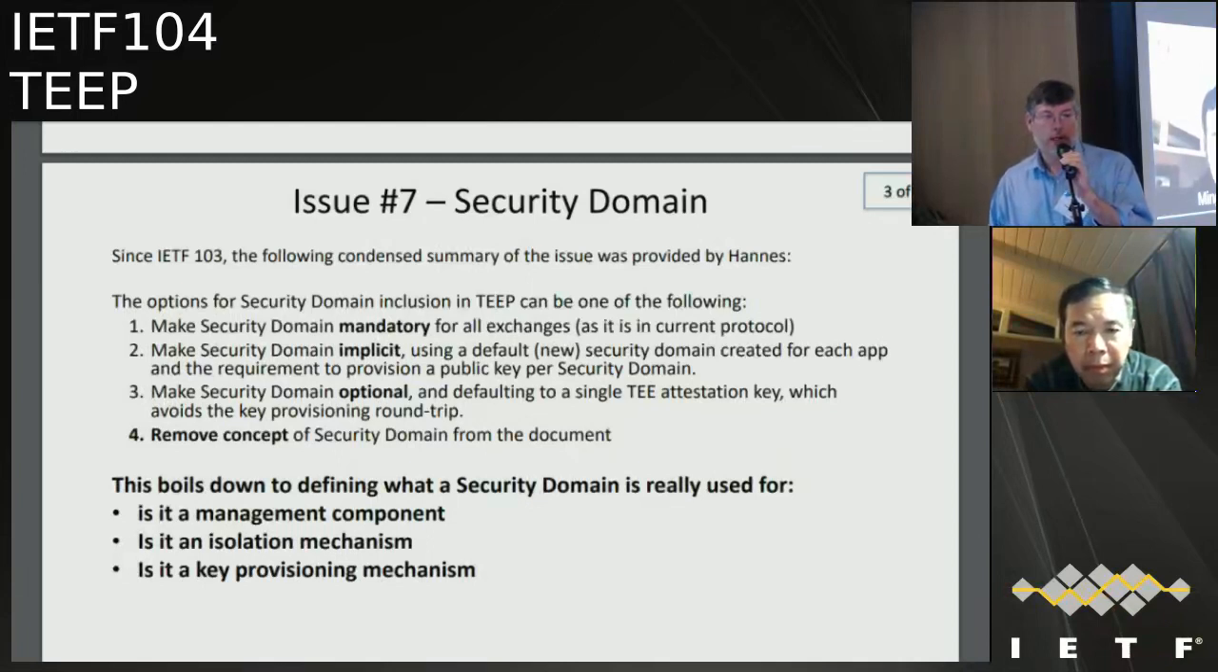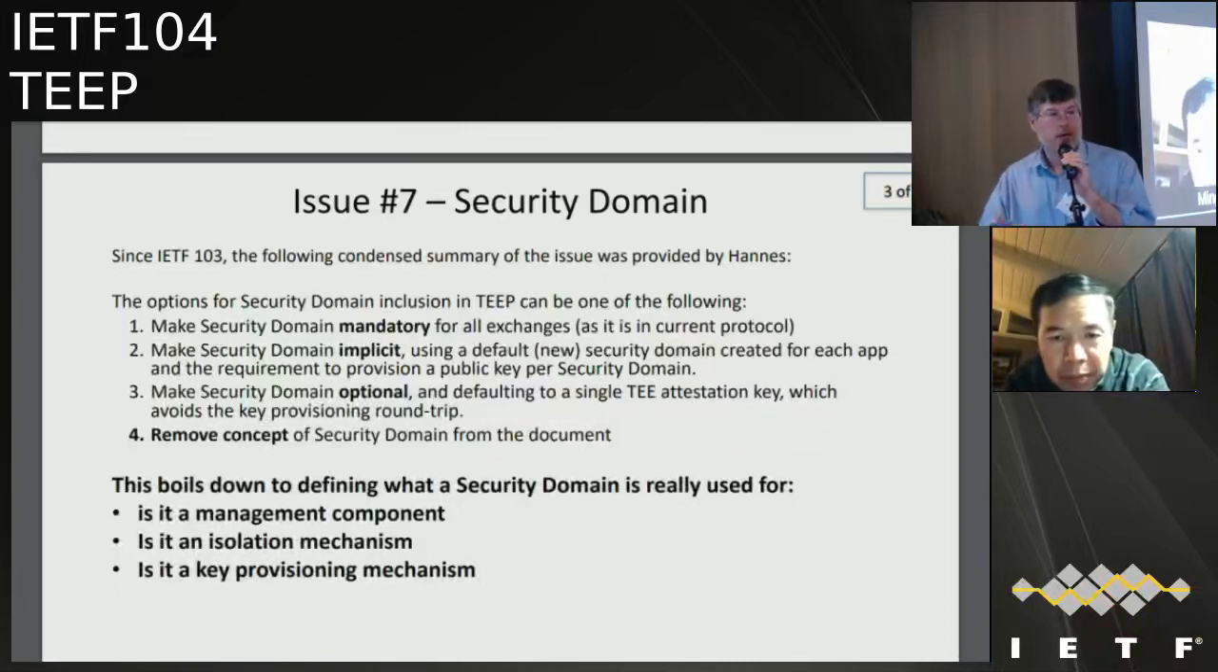And as we looked at that, we said, well, there's only a couple of things we can do. We either make it mandatory, and then we have all the exchanges and overheads, or we make it implicit by default so that a new security domain is created for each app, and then if you wanted to group TAs together, you could do that with some optional elements. Or we make it optional altogether, and that has implications to what key is used, or we remove the concept altogether.